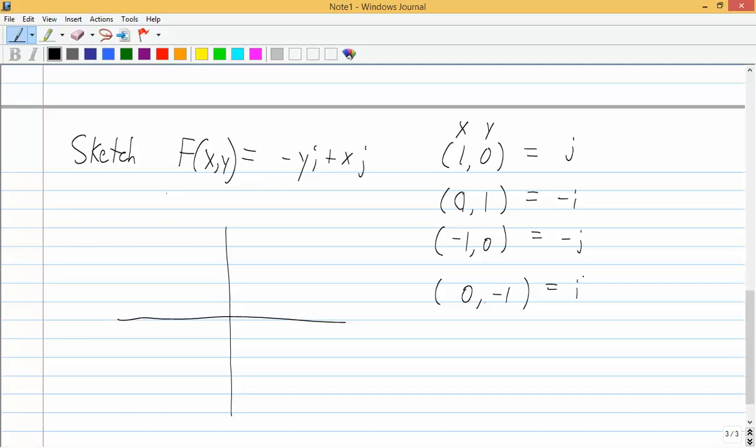Alright, so how would those look? I'd have to be at the points, so I'm going to mark off a couple of points here. At 1, 0, the magnitude would be, we could figure out the magnitude at each point.